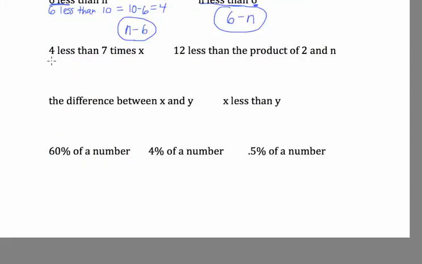4 less than 7 times x. Remember, 4 less than means that we're going to subtract 4 at the end. So 7 times x, that would be 7x. Remember, when the 7 is right next to the x, multiplication is implied, 7 times x. And then 4 less than that would be minus 4. 7x minus 4. 12 less than the product of 2 and n. The product of 2 and n is 2n. 12 less than means at the end you subtract 12.